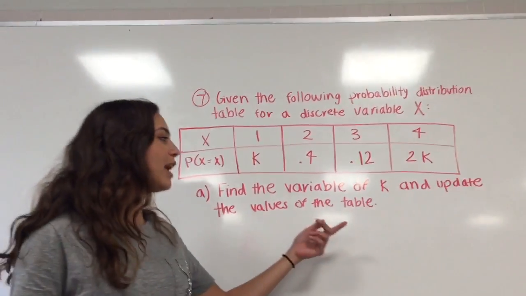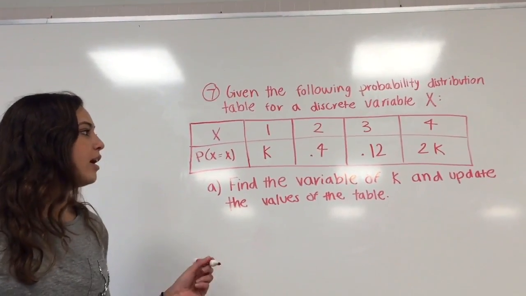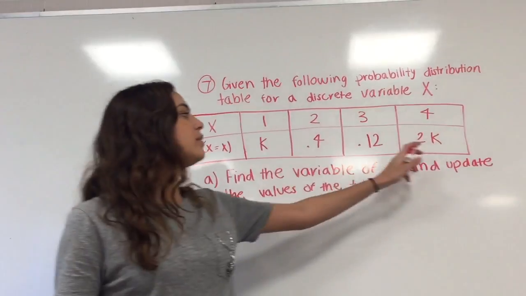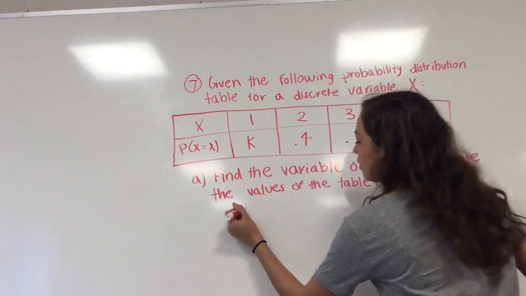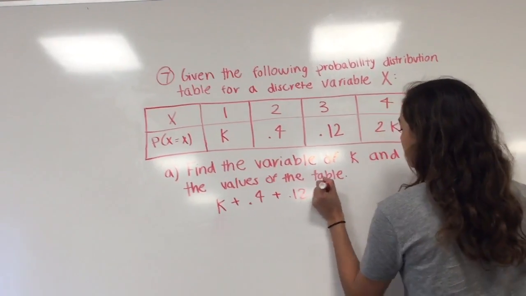Problem number 7 says: given the following probability distribution table for a discrete variable x, find the value of k and update the values of the table. To find the value of k, you have to sum all of these to 1. The sum of all of this equals 1, so you have to put them all in an equation and equate them to 1.